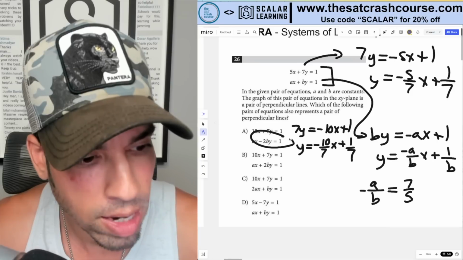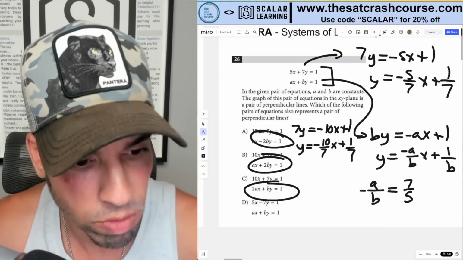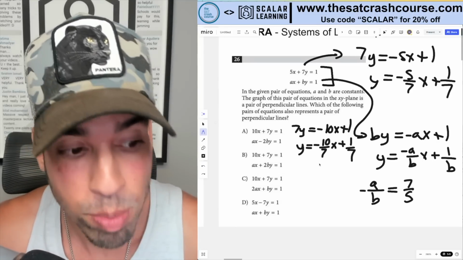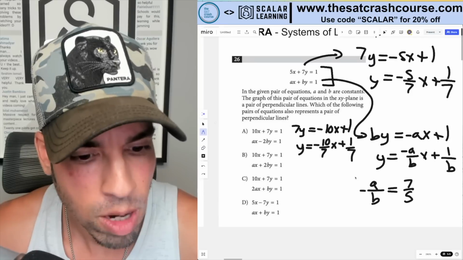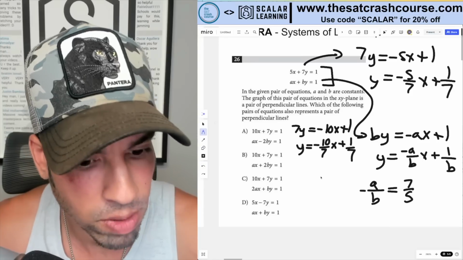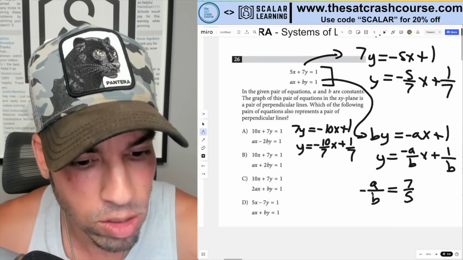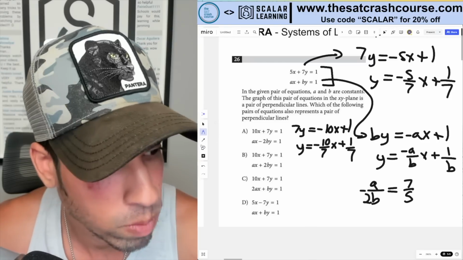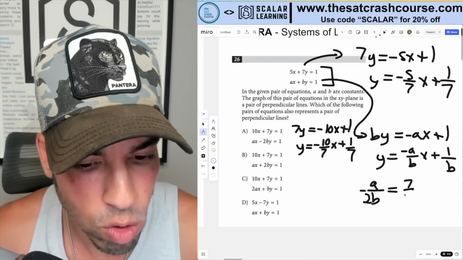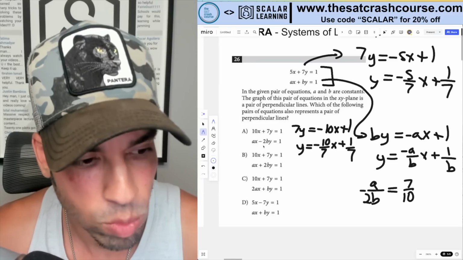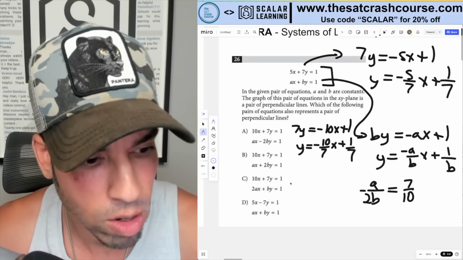So if any of these options provides a slope of 7/10, then the lines will be perpendicular and we've got our answer. And just coming back to here, looking at negative a over b equaling 7/5, we're trying to get it to equal 7/10. All we got to do is multiply that denominator by 2, and we now have negative a over 2b is equal to 7/10. So what we're looking for is one of these lines with the slope of negative a over 2b.